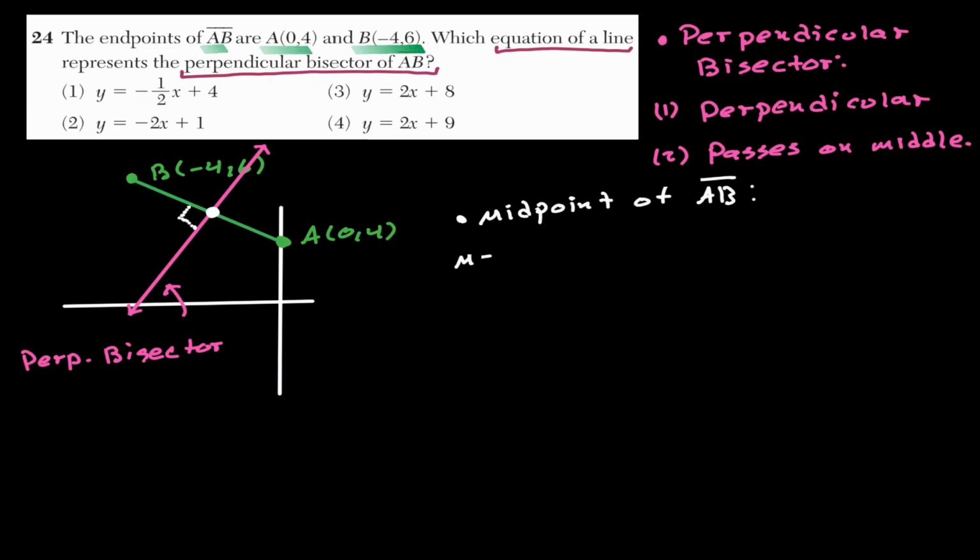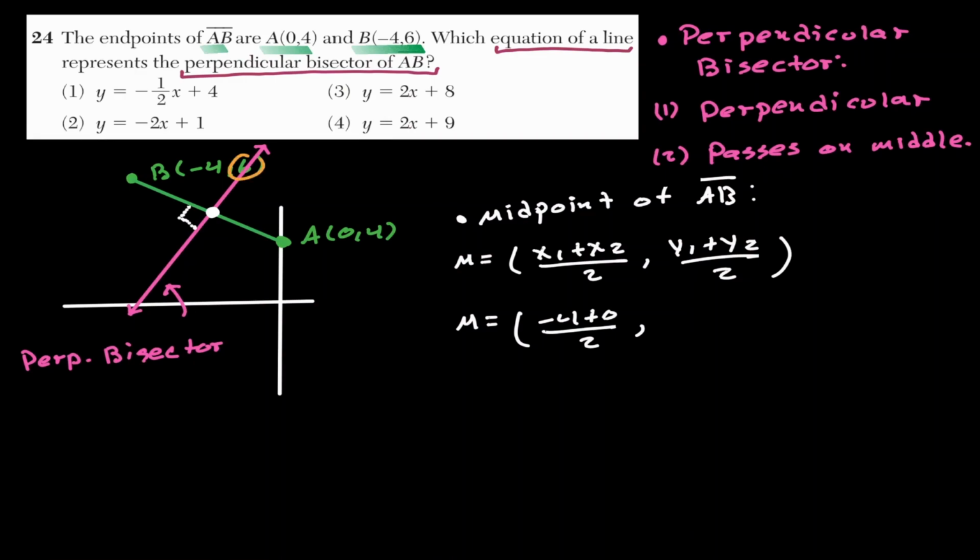So let's use the midpoint formula to find that location. Remember the midpoint: you add both values of x and divide by 2, and you add both values of y and divide by 2. In this case, the x values are -4 and 0, divided by 2, and the y values are 6 and 4. So -4 divided by 2 is -2, and 6 plus 4 is 10, divided by 2 is 5. Let's put this down: the midpoint is at (-2, 5).